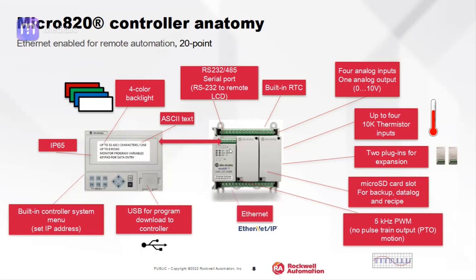Along with the 820 controller, if we want to make some changes or set parameters, we can go with the remote LCD display. This is cost effective. It supports 4 backlight options and a built-in controller menu. We can set the IP address for the communication between this remote LCD and the 820 controller. It supports USB programming as well.